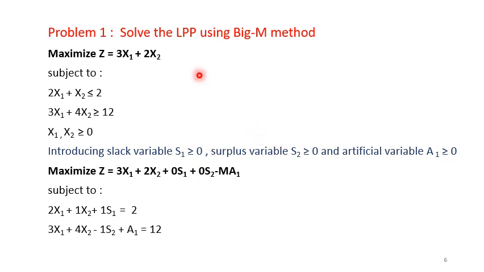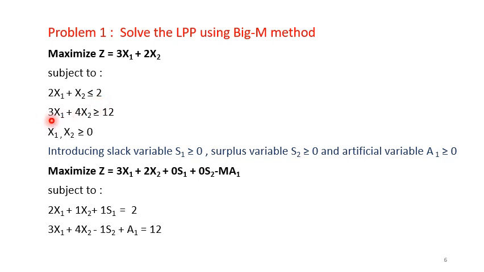Let us take a problem now. Solve the LPP using the big M method. Here an LPP is given to you with the objective function: maximize z equals 3x1 plus 2x2. There are two decision variables, x1 and x2. Subject to the constraints 2x1 plus x2 less than or equal to 2. The first constraint is similar to the constraint that you have seen in the simplex method earlier.